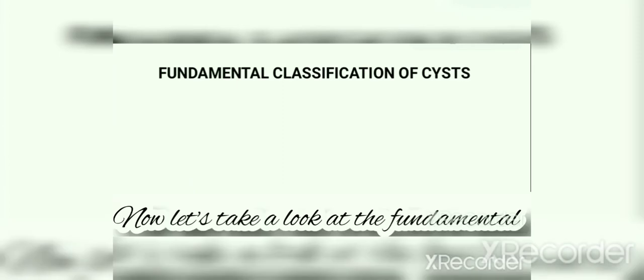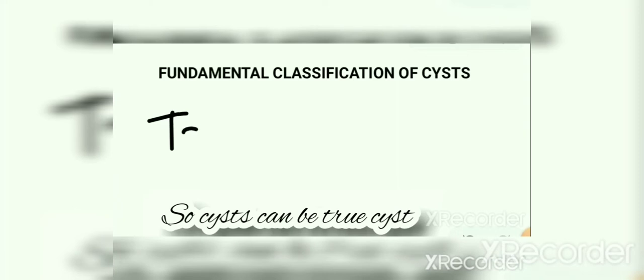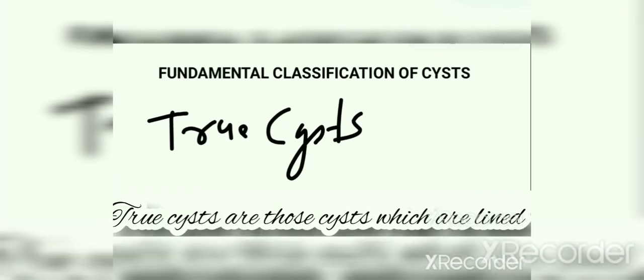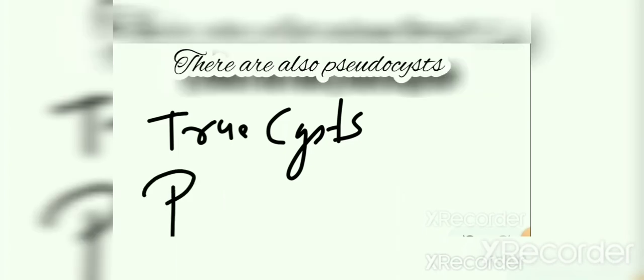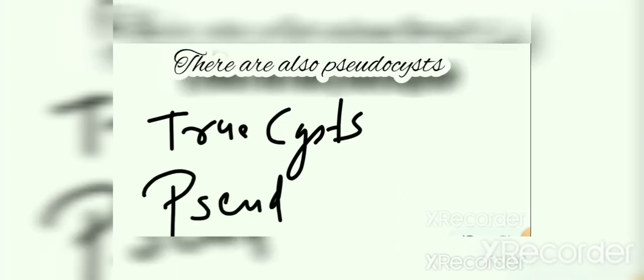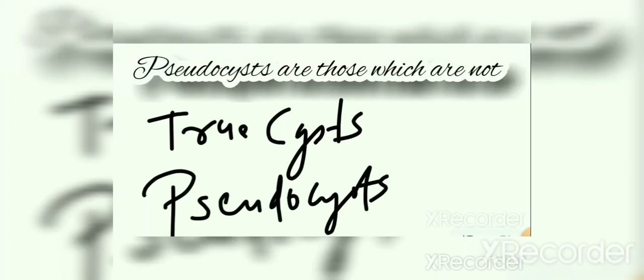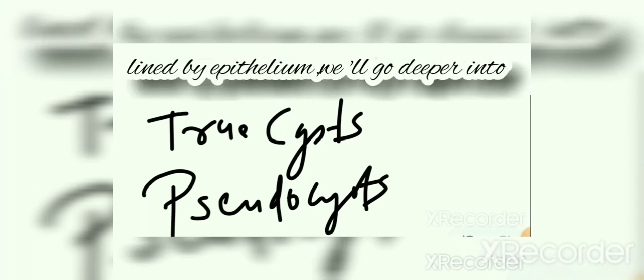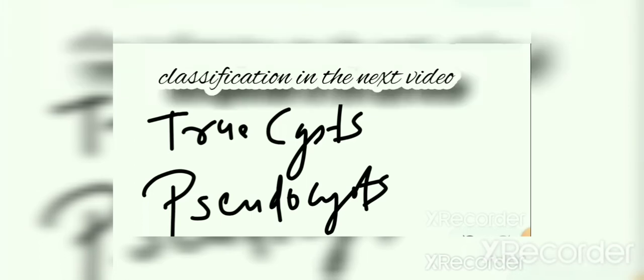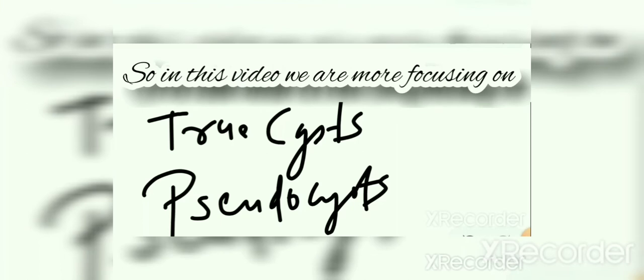Now let's take a look at the fundamental classification of cysts. Cysts can be true cysts. True cysts are those cysts which are lined by epithelium. There are also pseudocysts. Pseudocysts are those which are not lined by epithelium. We'll go deeper into the classification in the next video. In this video we are more focusing on the pathogenesis.